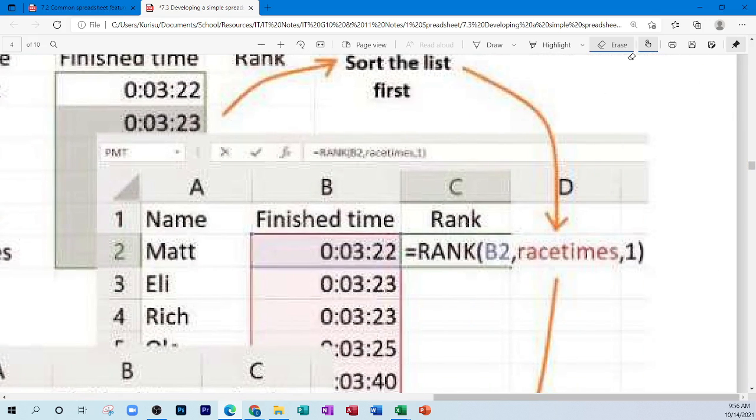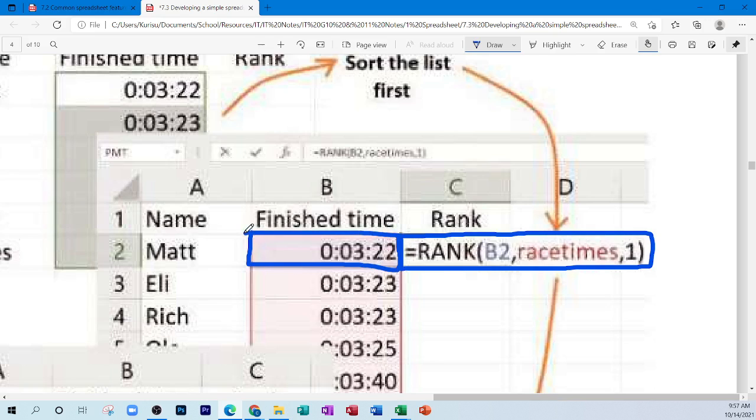We have the image here. So one is going to have the function here. The first syntax is the number that you want to rank. In this case, it is cell B2. That is the number we want to look at, the number we want to find out what position it is in.